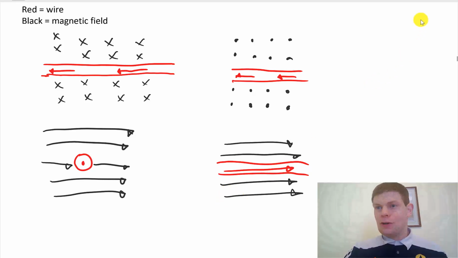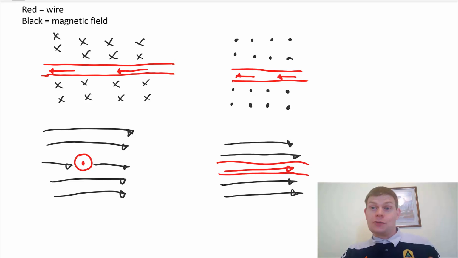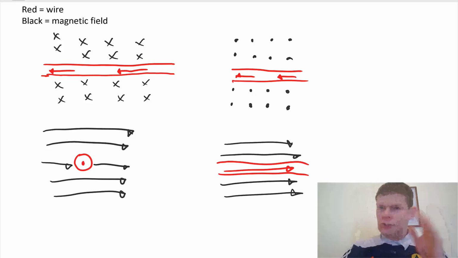And that's it for this topic. I'll do another little quick one next on two wires that are parallel. One creates the magnetic field, and then the other experiences a force because of it. So let's talk about that next.